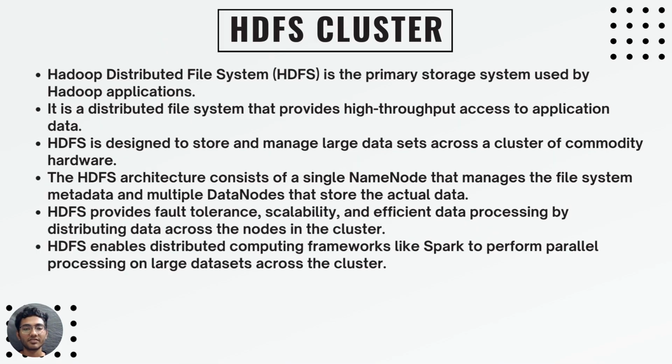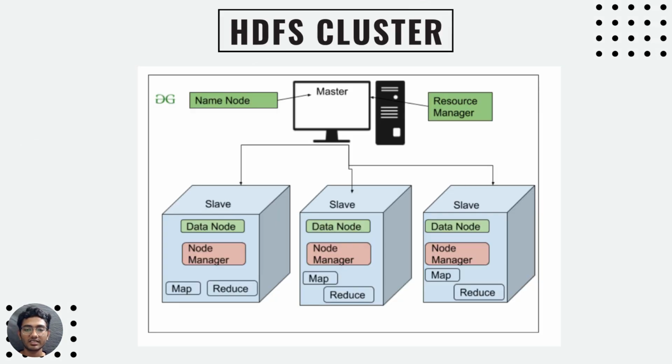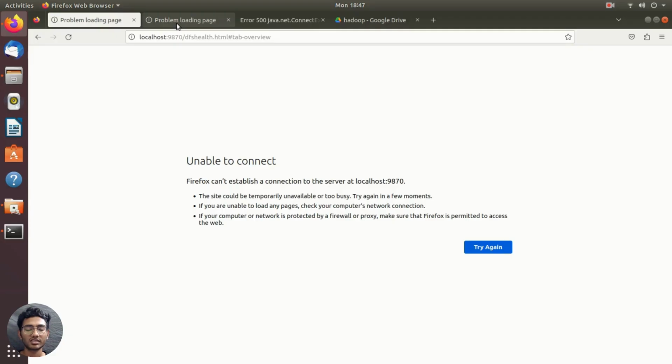We've used an HDFS cluster, a Hadoop Distributed File System cluster, which is used by Hadoop applications. This provides high throughput access to application data. HDFS is designed to store and manage large data sets across a cluster of commodity hardware. The HDFS architecture has a single name node, called the master node, with its own resource manager, and multiple slave nodes, which are called data nodes, with their node managers, and each of these slave nodes will be running the MapReduce of Hadoop. Now let's see how to set up our name node, our cluster.